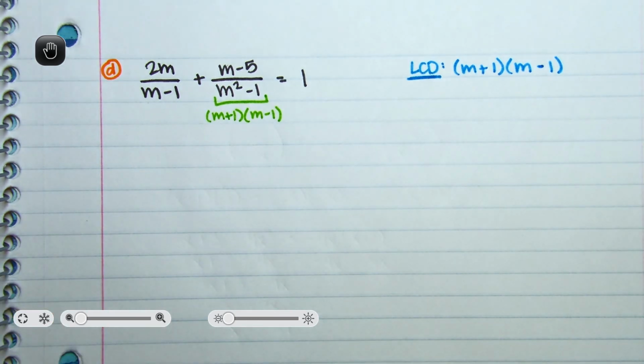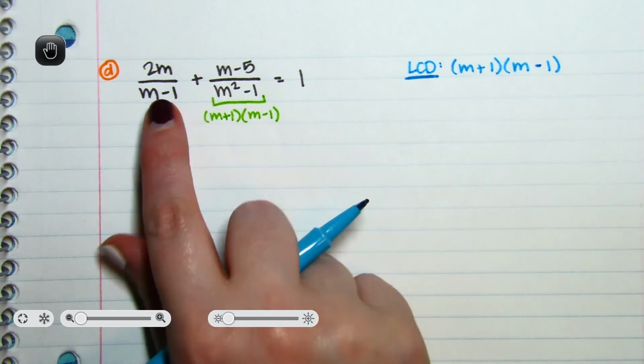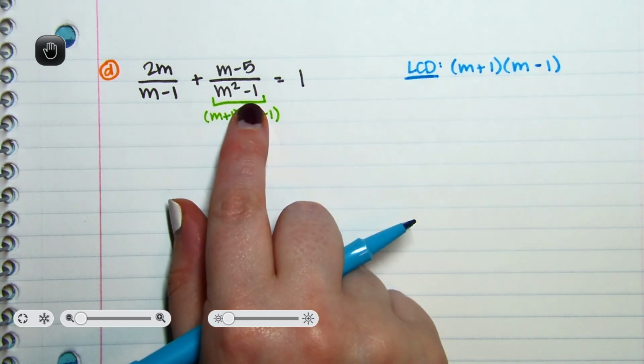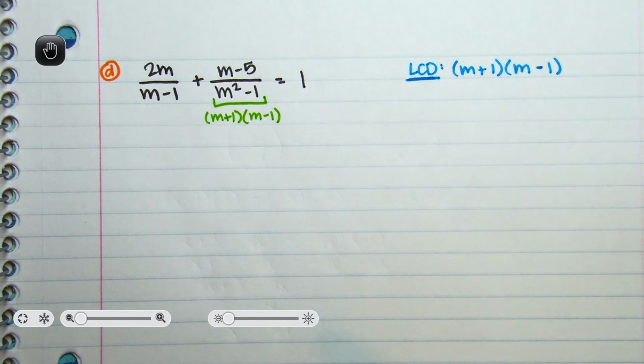Now, some of you may be wondering, what if you didn't notice that this factored and you said your LCD was m minus 1 times m squared minus 1? Can you still solve it? The answer is yes. However, because your LCD is now a higher degree, the answer that you get once you solve this through is also going to be a higher degree, which means you're going to have a higher power that you have to simplify or factor. Making sure that you have the least common denominator, the true LCD, is going to keep all of your numbers as small as possible.